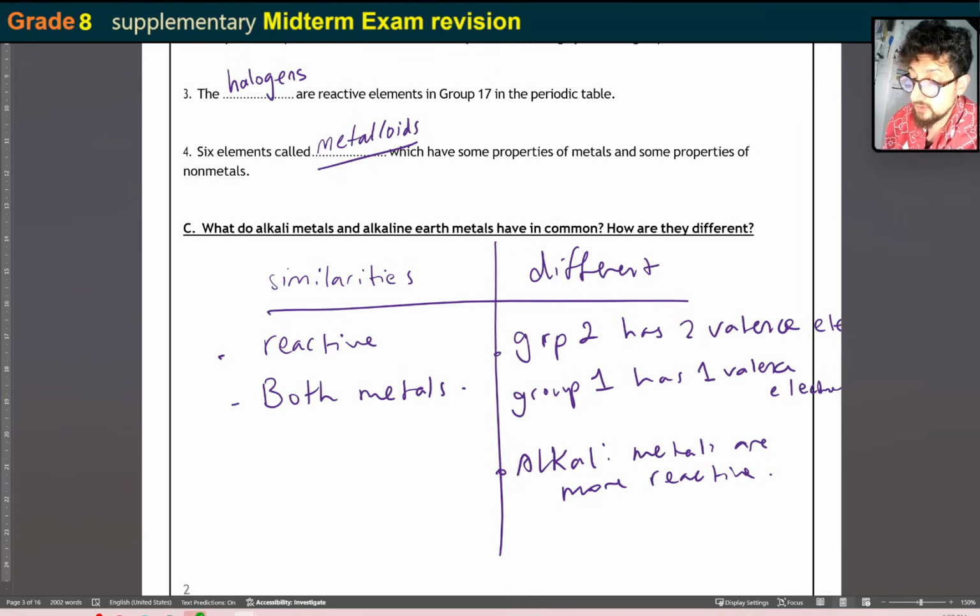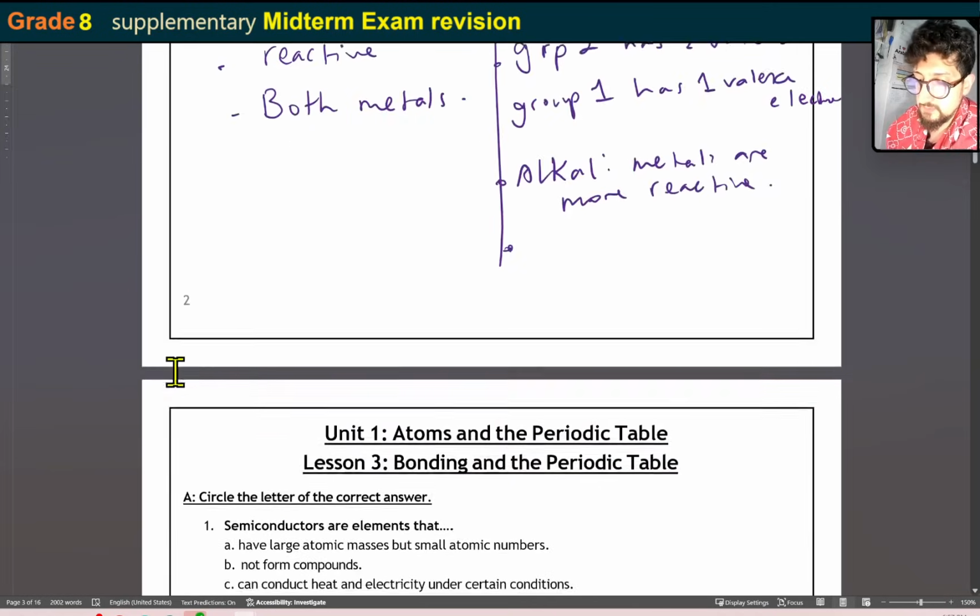Yeah, we could also say they're less dense, because these alkali metals are really light, they're less dense, and they float. But we'll stop there. Now let's keep going.